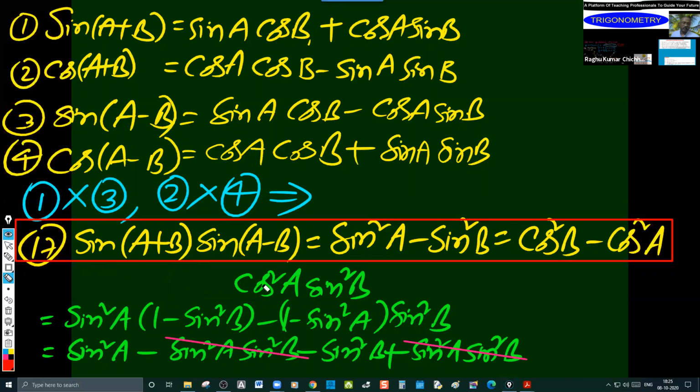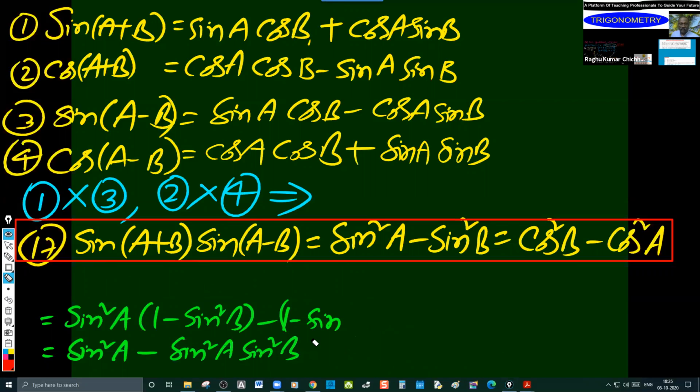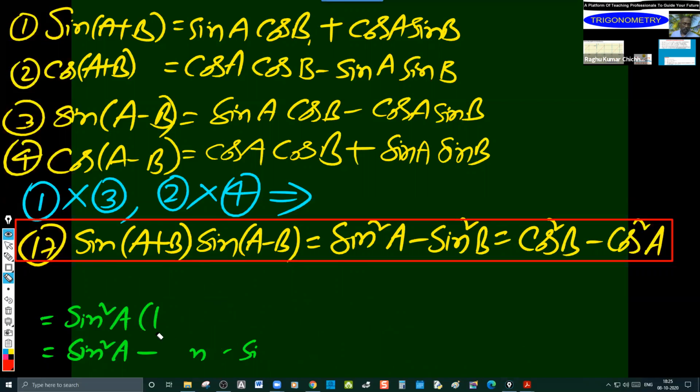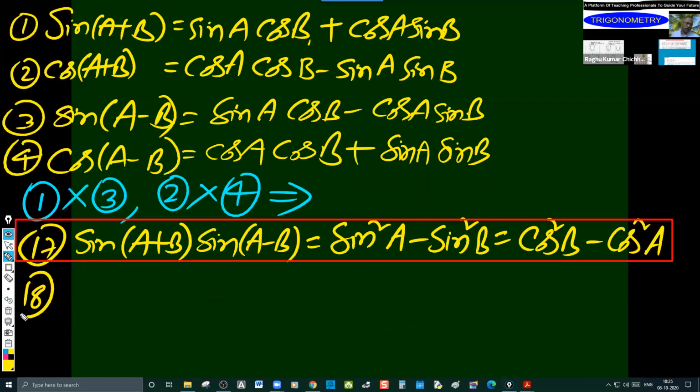I'm erasing this and taking the space to derive the next formula, which is cos of (A+B) into cos of (A-B). Very much similar to this only. The only thing is, sine will be cos: sine into cos here, but here cos into cos; here cos into sine is sine into sine. That's the only difference. So come on, tell me what should be written here?